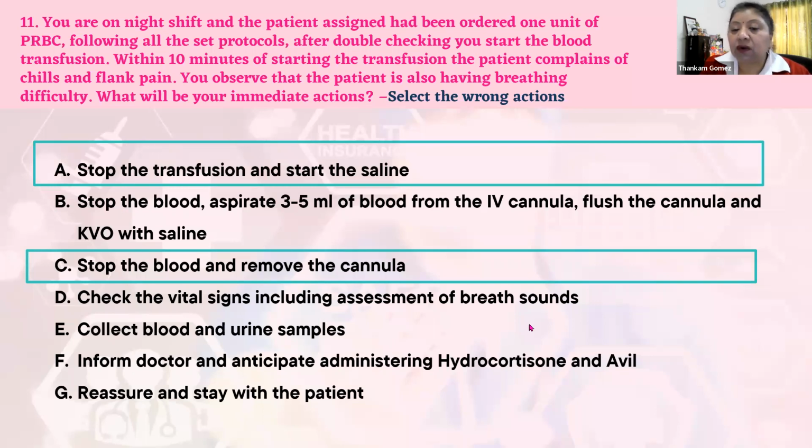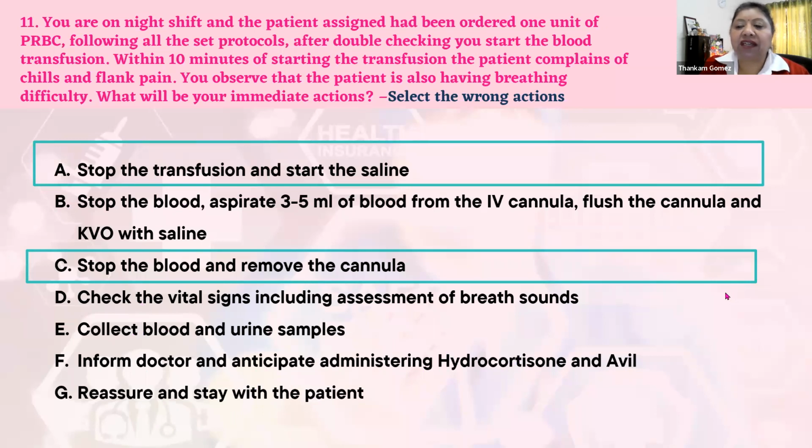Check vital signs, including assessment of breath sounds. Collect blood and urine samples. Inform the doctor. You anticipate that he would give hydrocortisone and Avil. The patient is complaining of chills and flank pain. Stay with the patient. This is very important. Do not leave the patient.